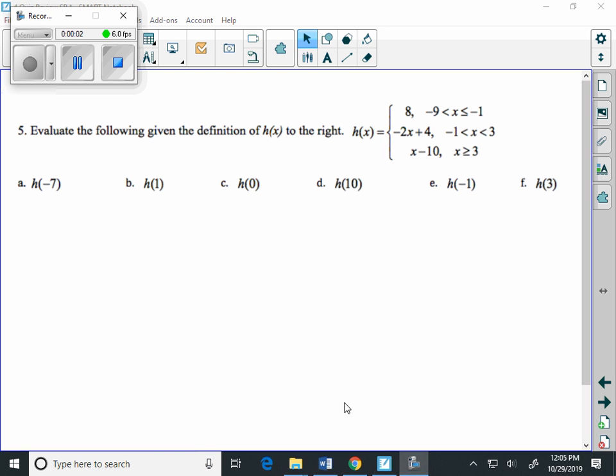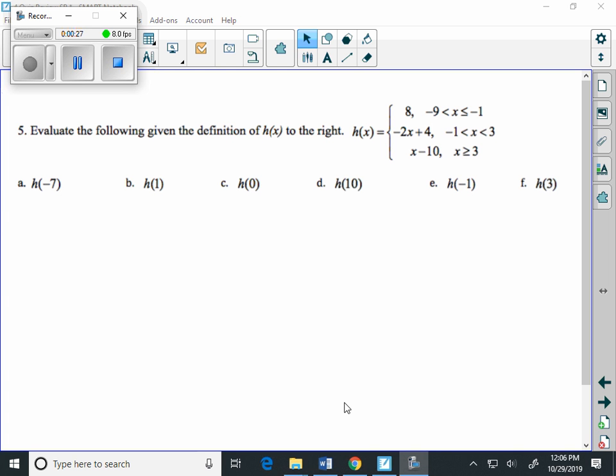Evaluate the following given the definition of h of x to the right. So h of x here are all these pieces of the piecewise equation. And when we evaluate the following here, the one thing to keep in mind is that you only get one answer. So when we look at this, we have to find the right piece to use to get our answer.